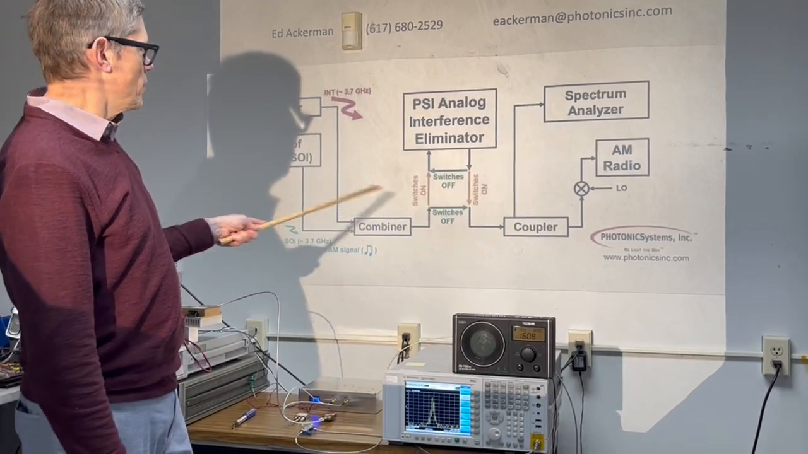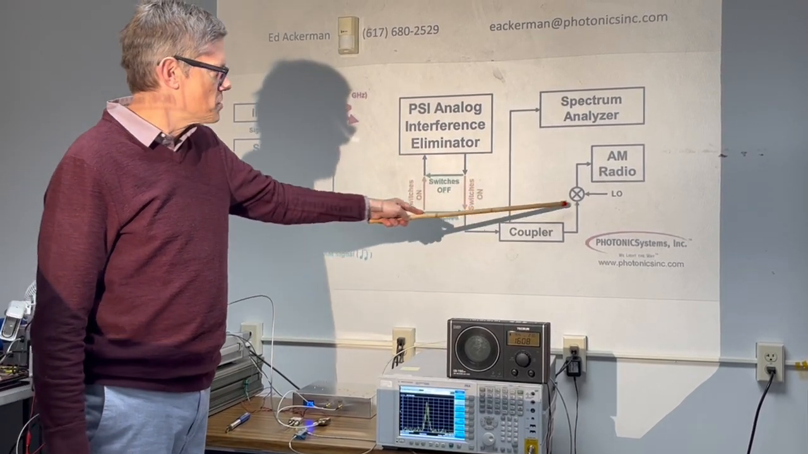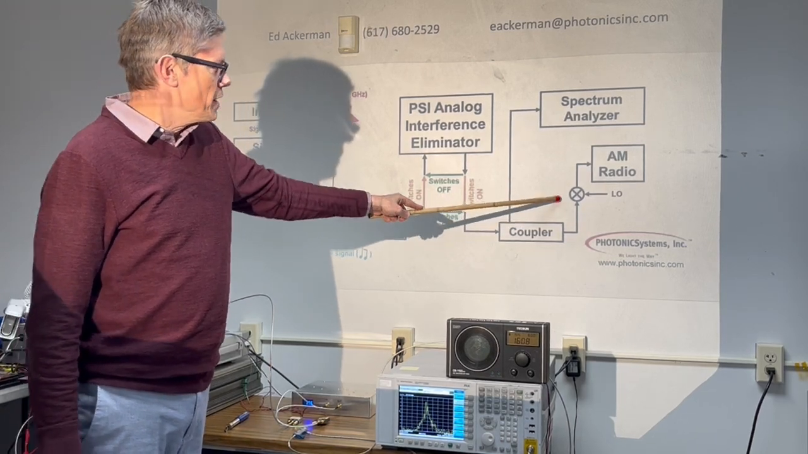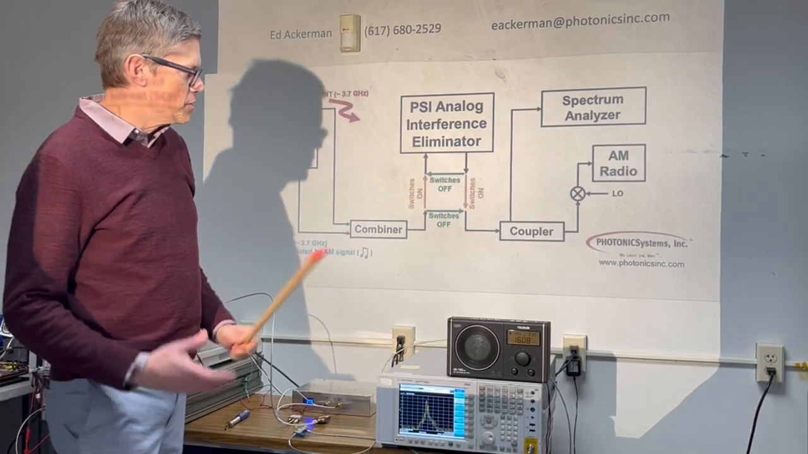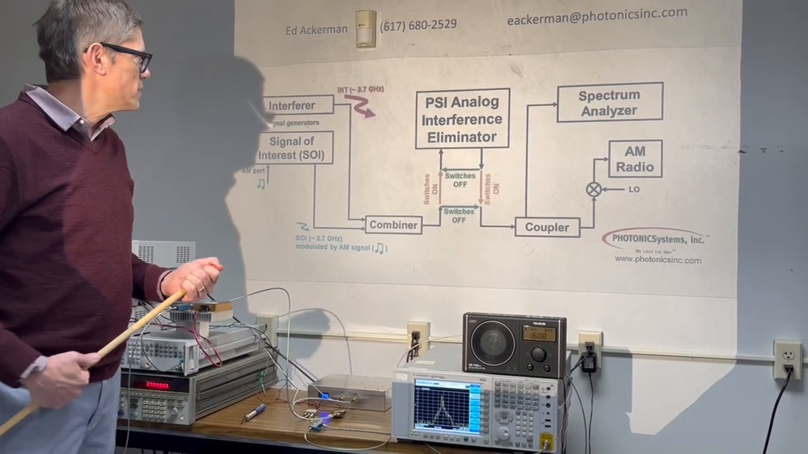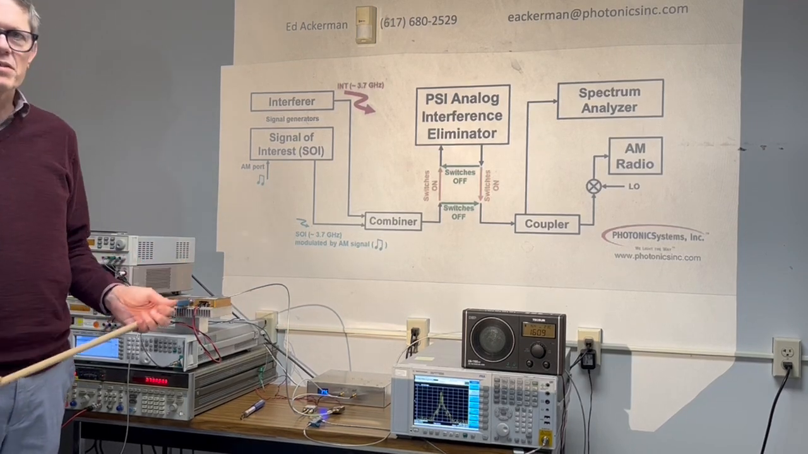And obviously, the radio doesn't work up at 3.7 gigahertz. I had it tuned to about a kilohertz, so we were using an LO to beat against the input frequency to mix it down to a kilohertz to be heard on the AM radio. So that's our test setup that you just saw me demonstrate the interference eliminator inside of.